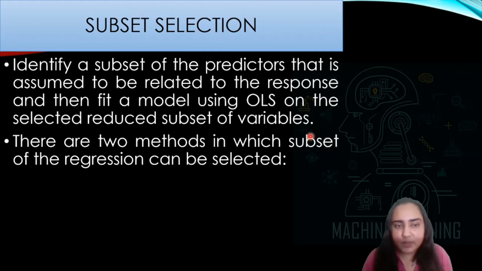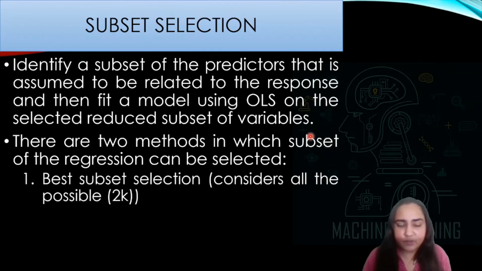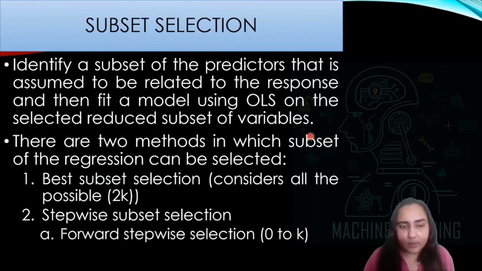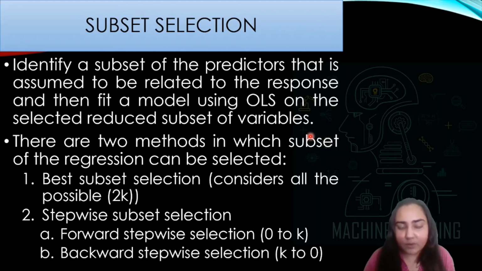And there are two methods in which you can select these subsets. The first, you have the best subset selection, which considers all possible subsets. So if you have k parameters, you will consider all 2^k possibilities and see which one is the best. The next you have is stepwise subset selection, which has two options. One is forward stepwise selection, where you go from 0 to k, and also a backward stepwise selection, where you go from k to 0.